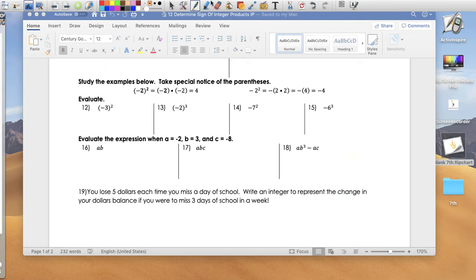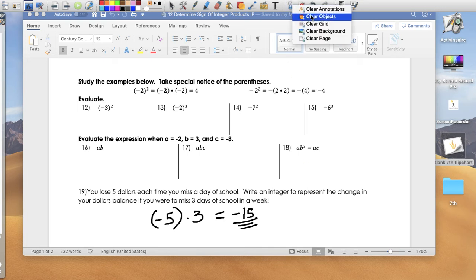You lose $5 every time you miss a day of school. Oof. Write an integer to represent the change in dollar balance if you were to miss 3 days. Well, every time you miss school, you're minus 5, right? So we're going to multiply that by 3, because that's how many times you miss school, and a negative times a positive is a negative, and 5 times 3 is 15. So you would have a balance of negative 15 at the end of 3 days.